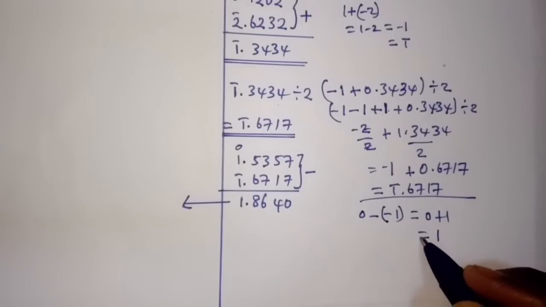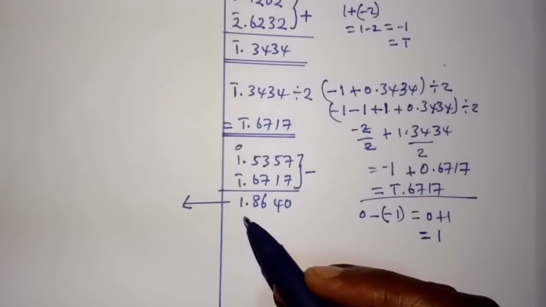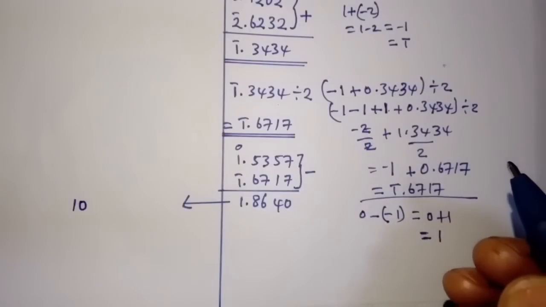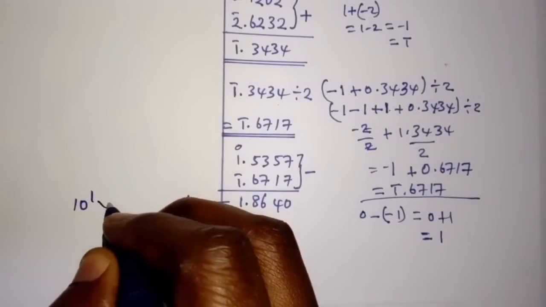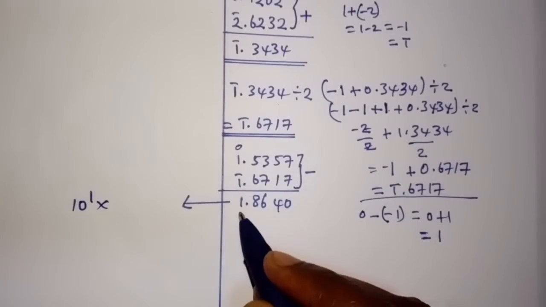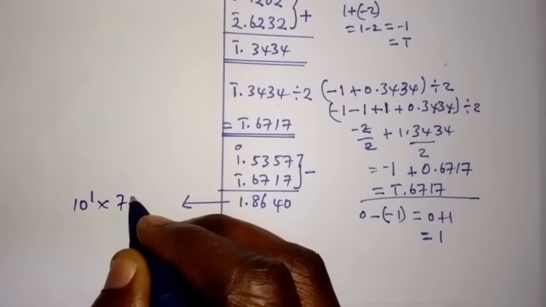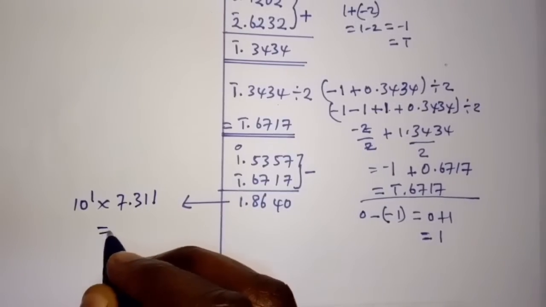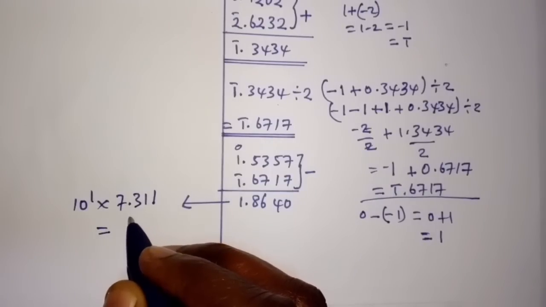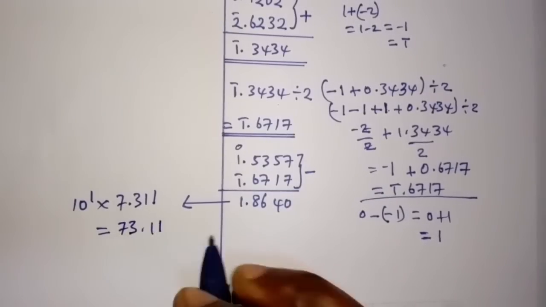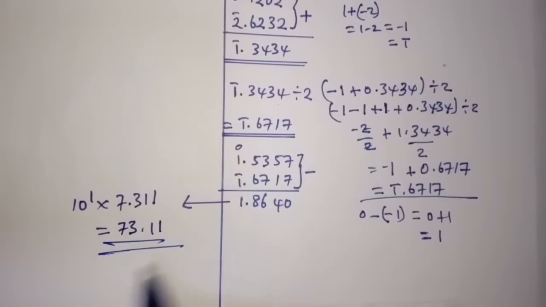So here this is 1. Then now we can go to the antilog table. We can say that this is a 10 power 1 times the antilog of 0.8640. The antilog of 0.8640 is 7.311. So when we multiply 10 power 1 times 7.311, we end up with 73.11.